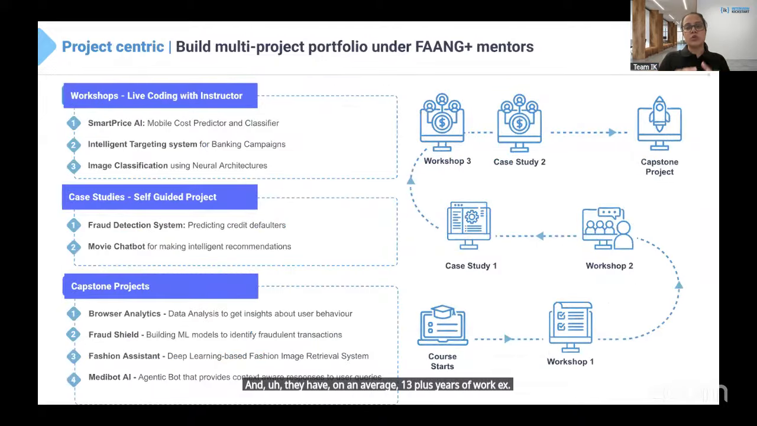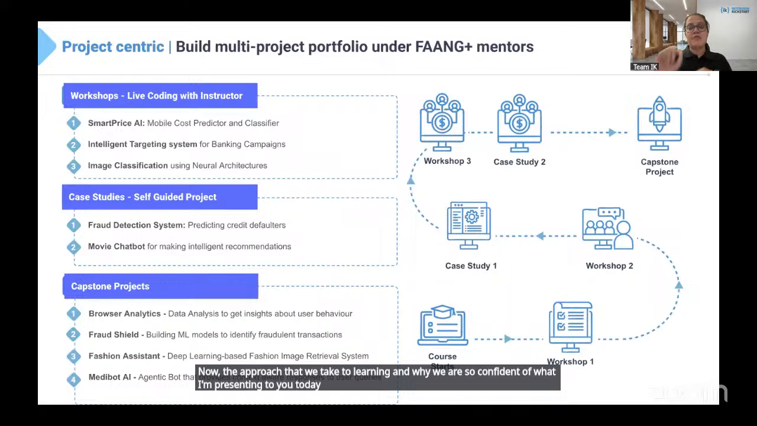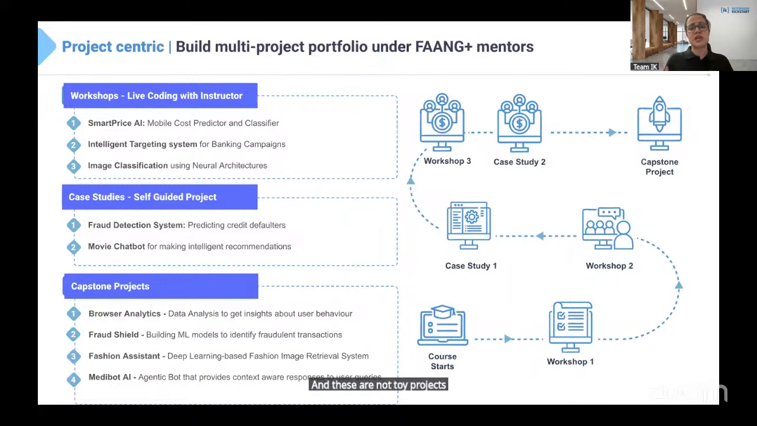Now, the approach that we take to learning and why we are so confident of what I'm presenting to you today is, at every milestone, you will be applying whatever you're learning. And these are not toy projects. I know a lot of people say that you will apply, you'll do projects, but these are production grade projects that you'll be working on.